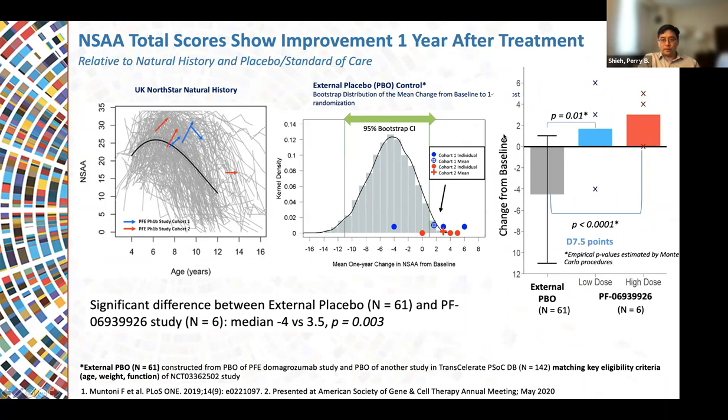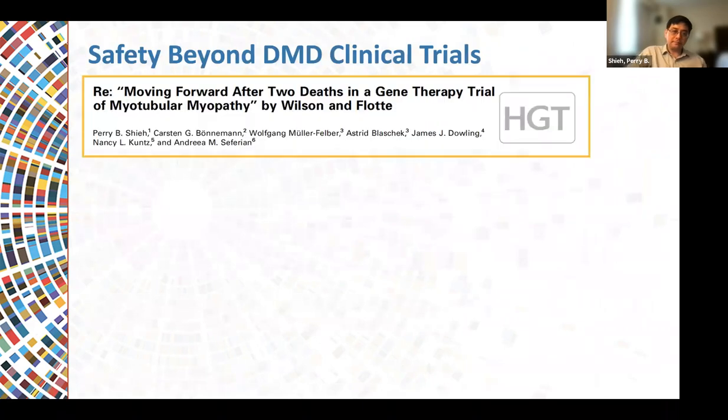This is another way of looking at the same data. It's called the bootstrap method. I'm not going to go through this, but basically it's a way of looking at this data to see if it deviates from what you would expect. But let me talk a little bit more about safety.